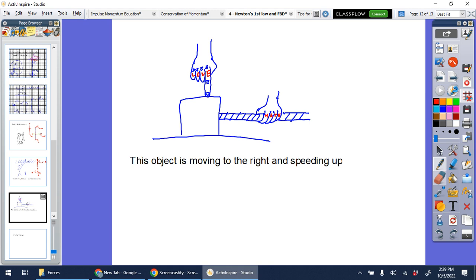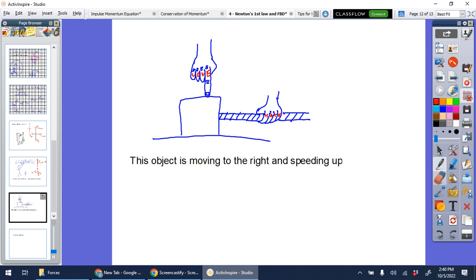All right, first thing I'm going to ask, how many total arrows do you have on your FBD in total? I hear a lot of people saying 5. If you only have 4, you might be missing friction, because I told you you need to have friction from the ground. No, that's 5. Next question.